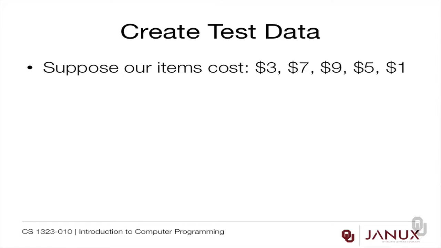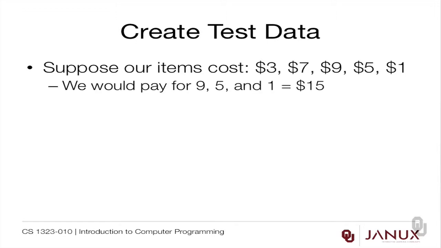So the first thing we need to do is to create some test data. Suppose our items cost $3, $7, $9, $5, and $1. Well, you've got to think this through carefully because when you pay for the $9 item, you're going to get the $7 item for free. When you pay for the $5 item, you're going to get the $3 item for free, and then you're going to have to pay for the $1 item separately. So that means that you're going to pay for the $9, the $5, and the $1 item, $15.